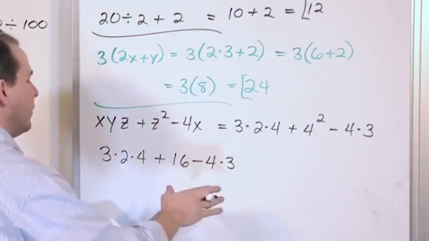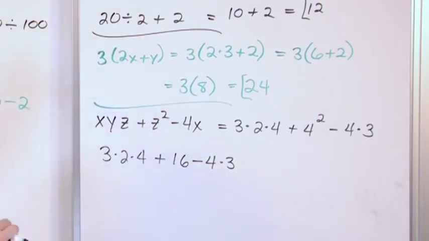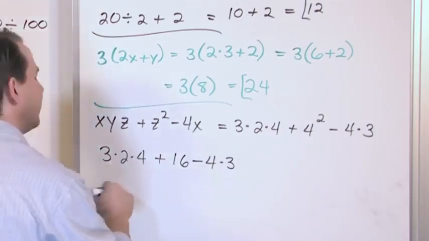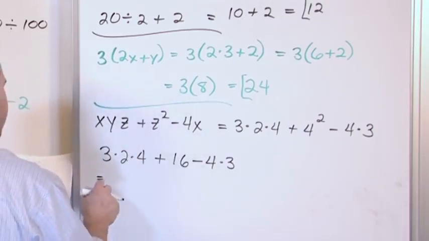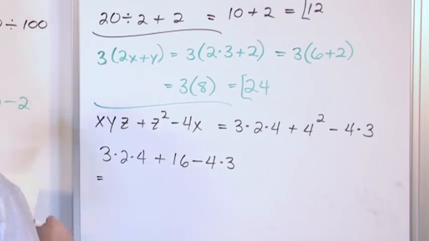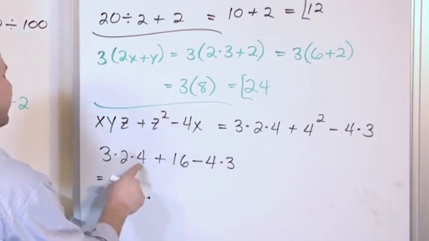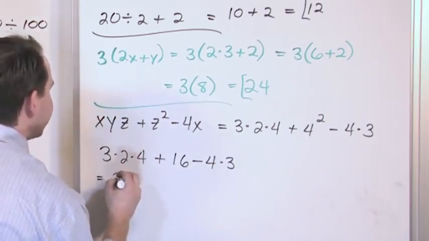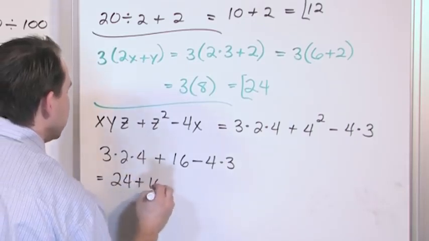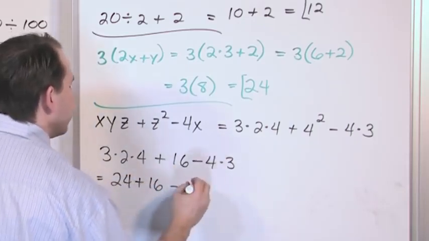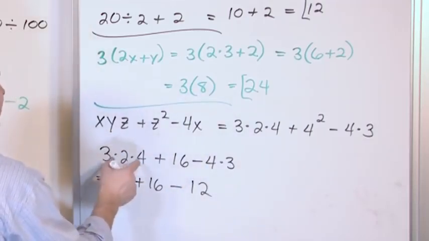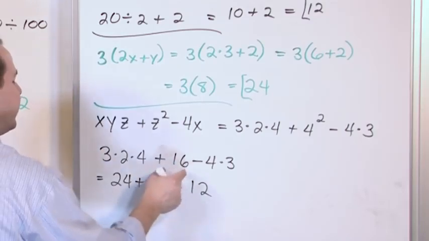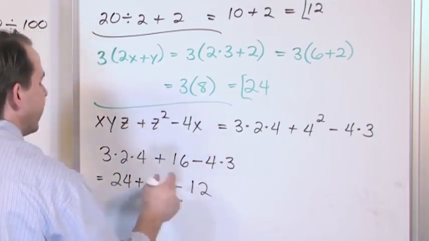No parentheses, no exponents. Do we have any multiplication or division? That's the next most important thing. We have lots of multiplication here, so let's do that stuff. So what we have is 3 times 2 is 6, but 6 times 4 is 24. So all of this multiplied together is going to give you 24 plus 16. And we can do this multiplication on the end. 4 times 3 is 12. Make sure you understand that. All we did was do 3 times 2 is 6, times 4 is 24. The 16 stays where it is. 4 times 3 can be multiplied together to give us 12.